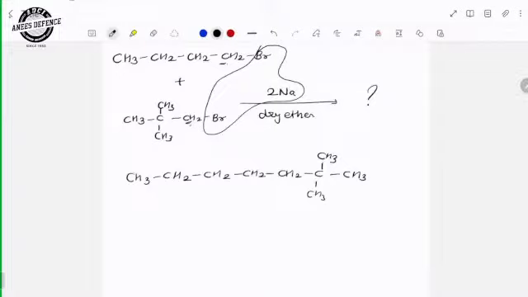Could you name this particular product? It is 1, 2, 3, 4, 5, 6, and 7. To the second carbon, there are two methyl groups, right? Yes. So this becomes 2,2-dimethyl, and the parent carbon chain is hept. You can see that everything is a single bond, so that becomes heptane. So this is 2,2-dimethylheptane.